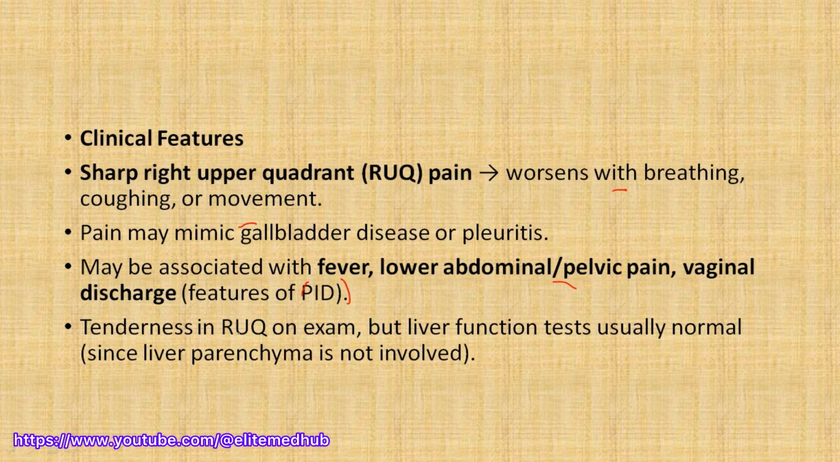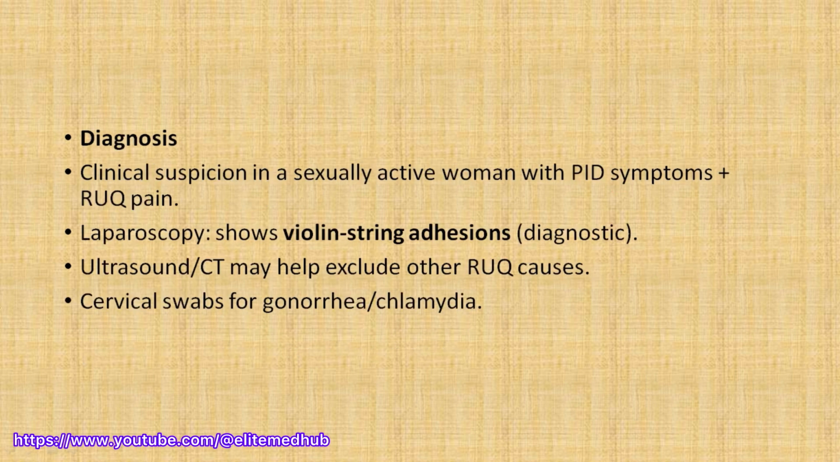Tenderness in right upper quadrant on exam, but liver function test is usually normal since the liver parenchyma itself is not involved. So how do you make diagnosis? Clinical suspicion in a sexually active woman with pelvic inflammatory disease symptoms plus right upper quadrant pain.